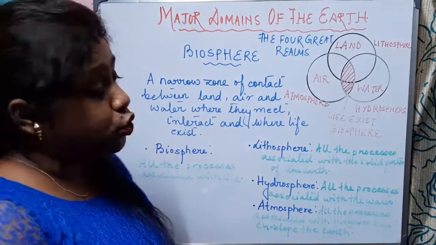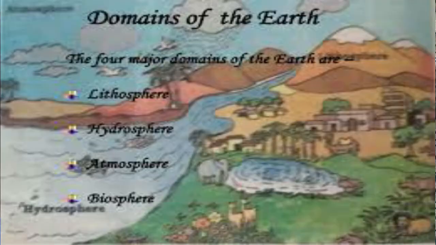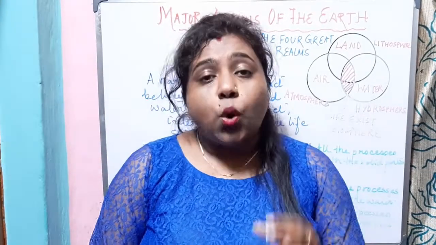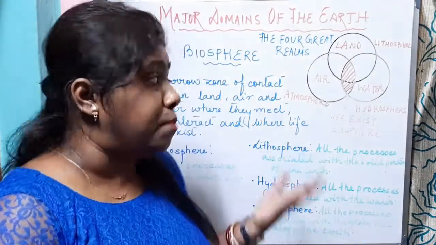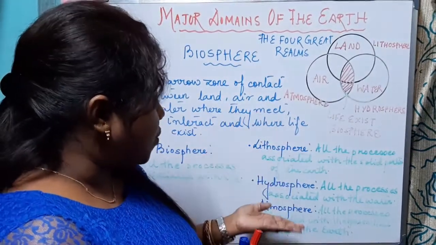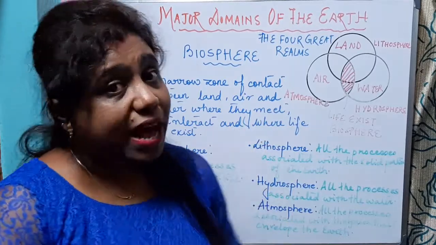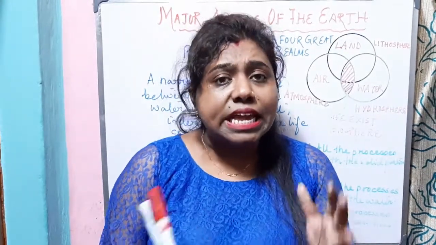So, which are the four domains of the earth? They are lithosphere, hydrosphere, atmosphere, and biosphere. So, in today's video, what have we learned? We have learned about the four major domains of the earth. We have learned about the importance of earth. We have learned about the four major domains, that is lithosphere, hydrosphere, atmosphere, and biosphere at a glance. In the next video, we will know about lithosphere and the 7 continents in detail.